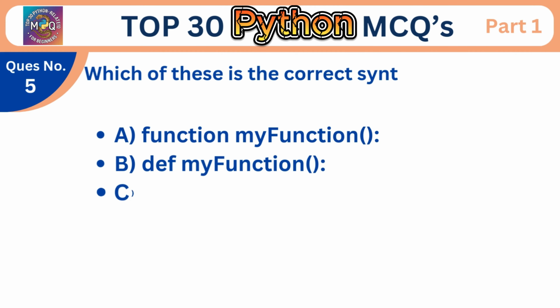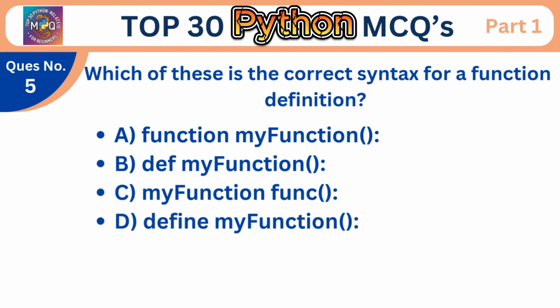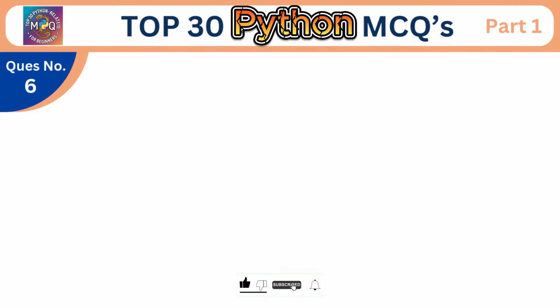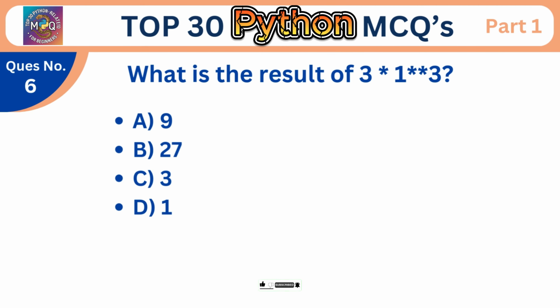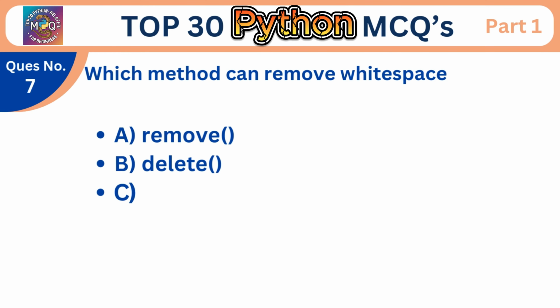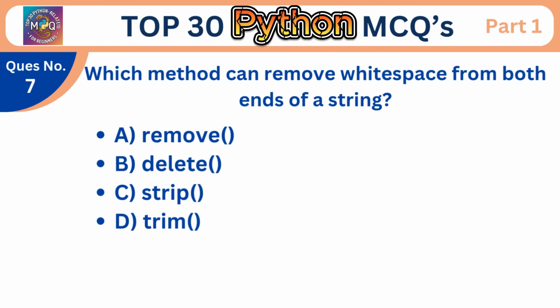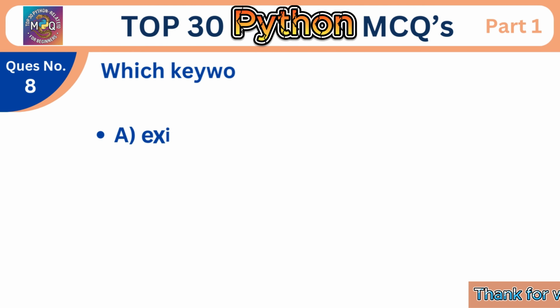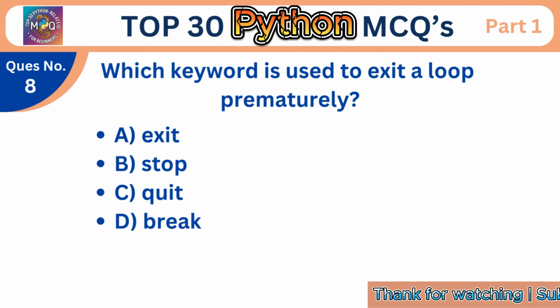Which of these is the correct syntax for a function definition? What is the result of 3 * 1 * 3? Which method can remove whitespace from both ends of a string? Which keyword is used to exit a loop prematurely?